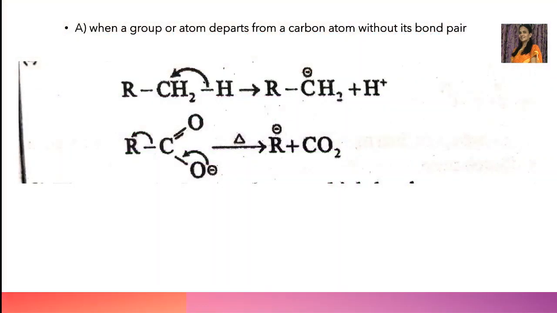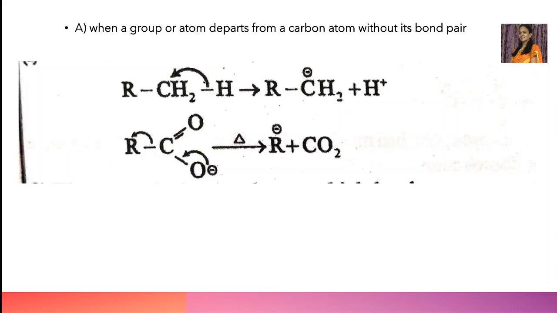Now let us see the different methods where carbanions, carbon bearing negative charge, are produced. How are they produced? Carbanions are produced when a group or atom departs from a carbon atom without its bond pair. Now let us see. This is H. If this H is removed as H plus, then what happens? This bond pair goes towards this carbon. This is having a negative charge, RCH2 minus. This is nothing but carbon with the negative charge, carbanion.